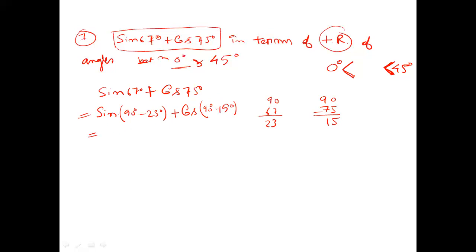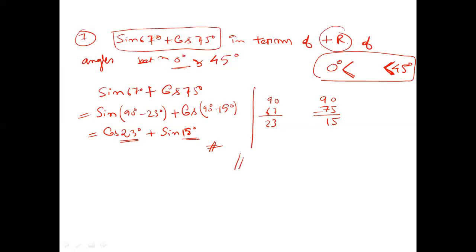Now see, now sine will convert into cos, that means cos 23 degree, and cos will convert into sine, that means sine 15 degree. Now see, now the angles are in this range. Yes or no? So this will be your answer. That means sine 67 degree plus cos 75 degree, if you convert into trigonometric ratio of the angles between 0 degree and 45 degree, your answer will be cos 23 degree and sine 15 degree. Now see, 23 degree and 15 degree are between 0 degree and 45 degree. Clear? Okay.